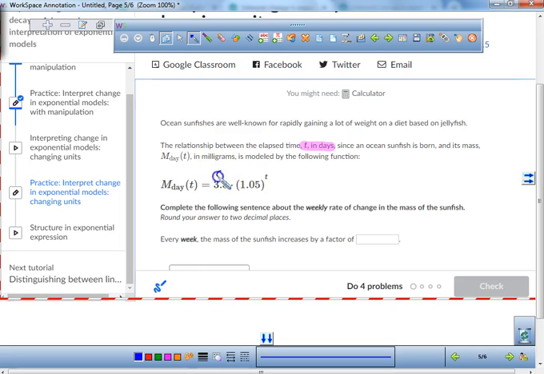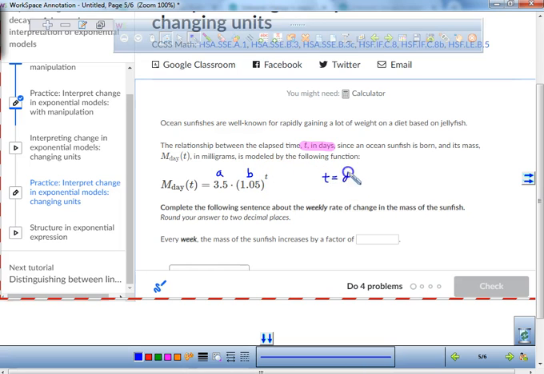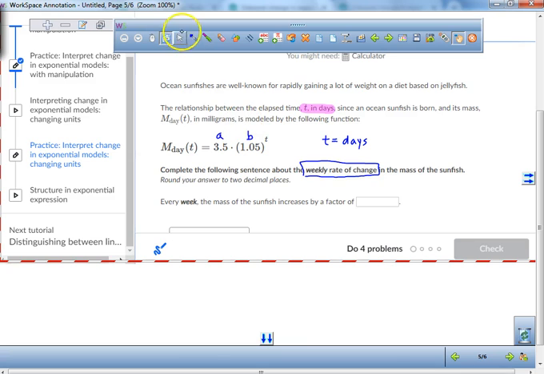So what's our a value? 3.5. What's our b value? 1.05. And what does t represent? T equals days. All right? Now, it says complete the following sentence about not the daily rate, but the weekly rate. Okay? We got to figure out what it increased by a factor of.